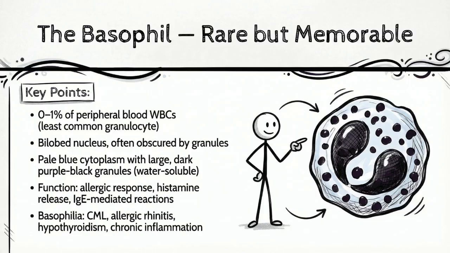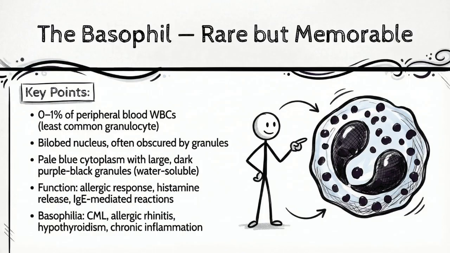Here's a practical tip: basophil granules are water-soluble, which means they can wash out during staining. Sometimes you'll see a cell with a pale pinkish tinge and barely any granules. That's a basophil that lost its granules in the staining process. Don't let it fool you. Functionally, basophils are involved in IgE-mediated allergic responses. They release histamine and other mediators when activated.